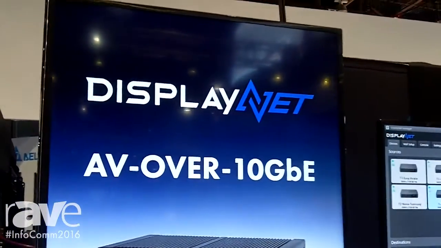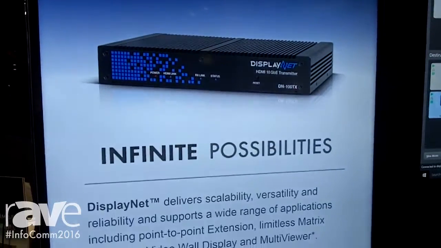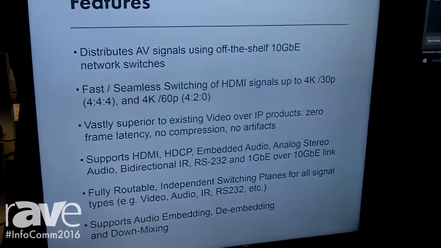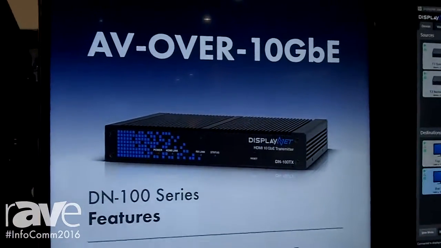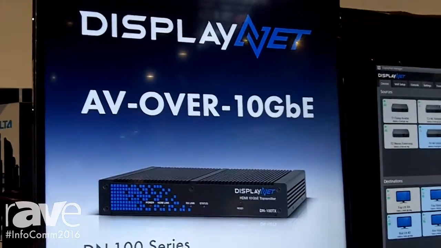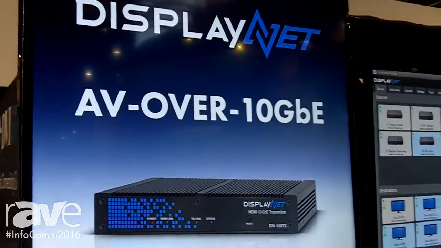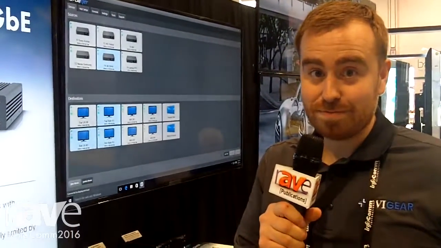Today I'm going to talk to you about DisplayNet. DisplayNet is uncompressed audiovisual signals distributed over 10 gigabit Ethernet technology. So we use standard 10 gig network switches from, say, Netgear or Cisco or Arista to distribute all our AV content. Effectively, this obsoletes the AV matrix switcher.